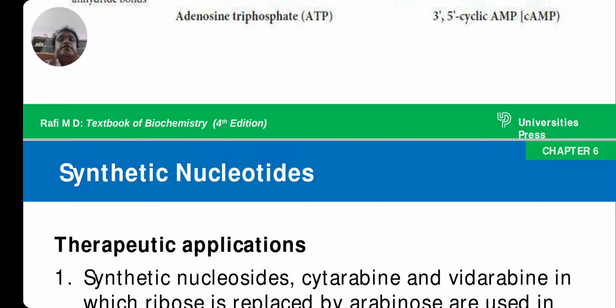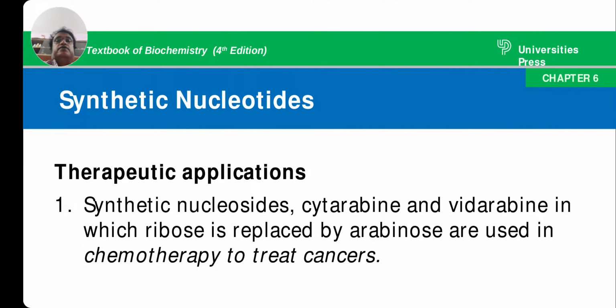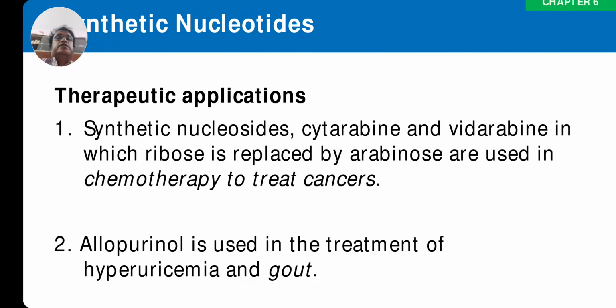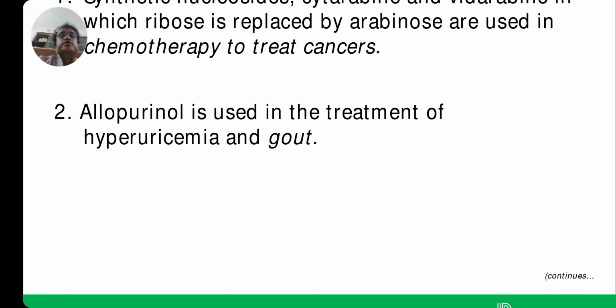Now synthetic nucleotides, and their therapeutic application. Synthetic nucleosides cytarabine and vidarabine, in which ribose is replaced by arabinose, are used in chemotherapy to treat cancer. Allopurinol is used in the treatment of hyperuricemia and gout.